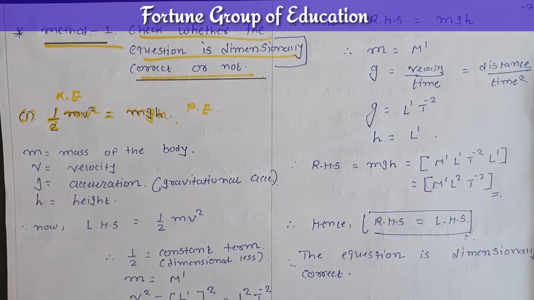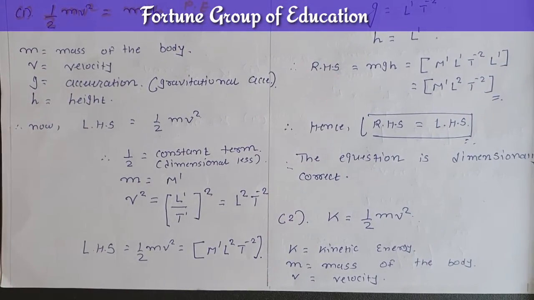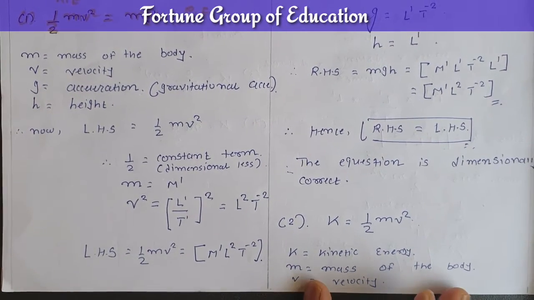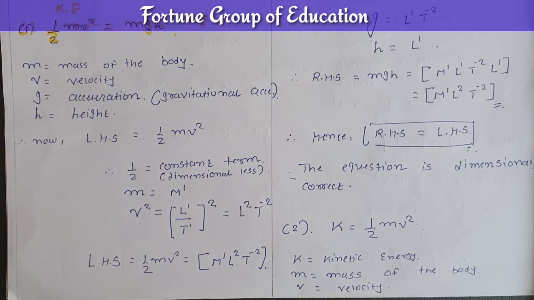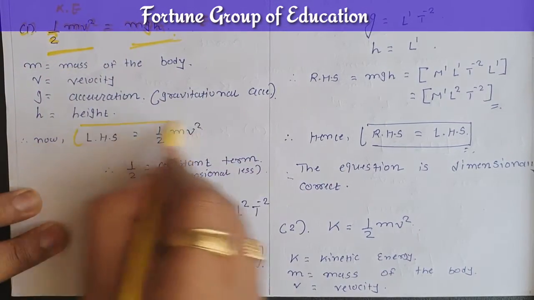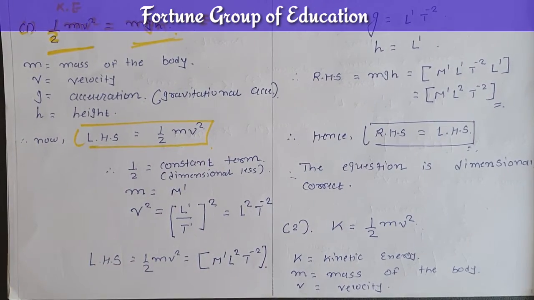Fine, how do we prove that? We prove it using this equation. Here we take the equation from the left hand side and from the right hand side. So this is our left hand side and this is our right hand side. From the left hand side, the equation is equal to 1/2 mv square.